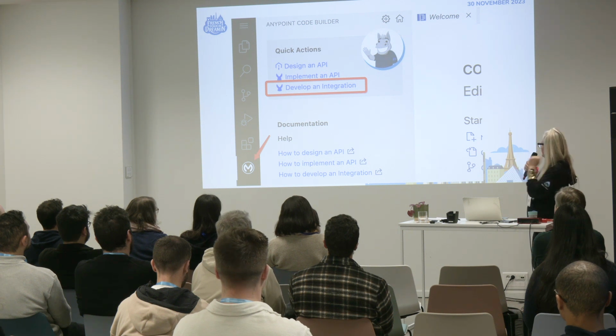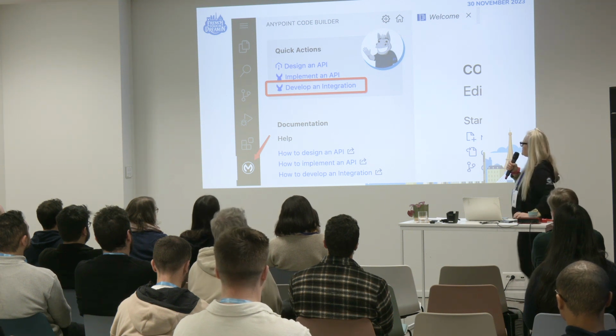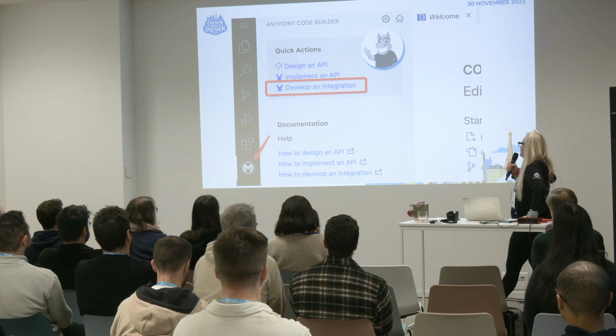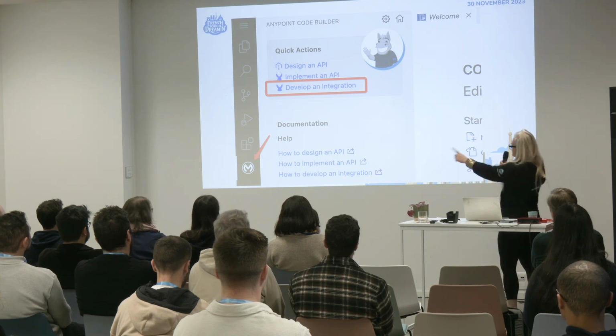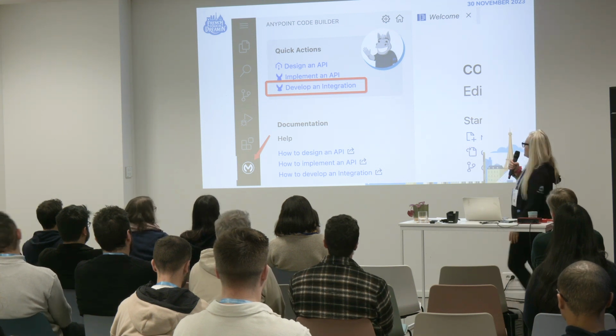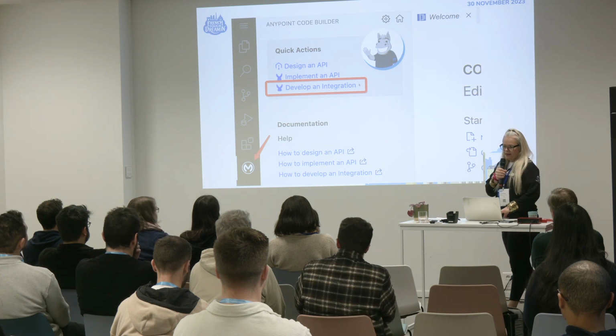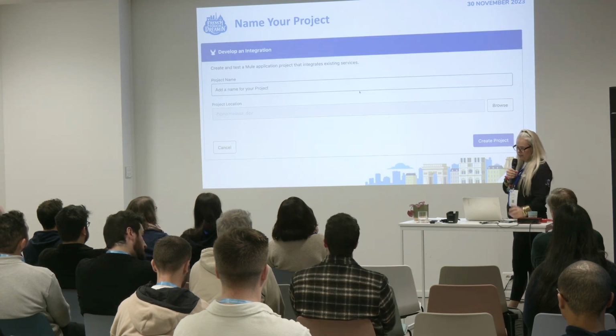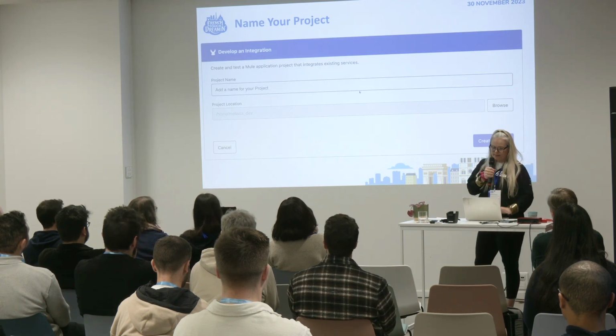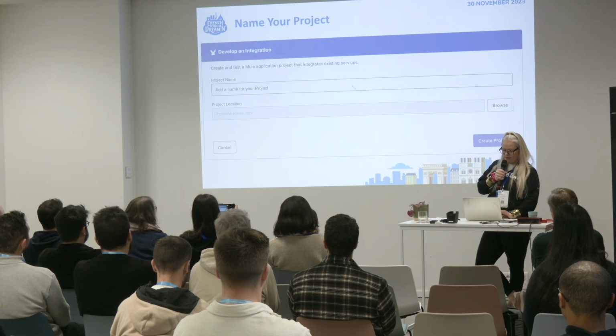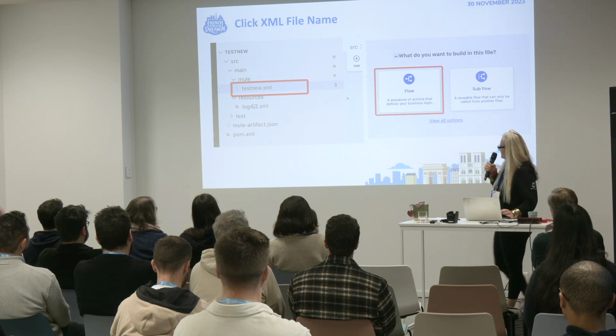You want to go to develop an integration. I think this is how it looks on the desktop version as well. I've just been playing around with that recently. So you click on the little MuleSoft logo, go to develop an integration, and then it will bring you to naming your project. This will probably start to look a little bit familiar to VS Code users. Create the project, and then it's going to create an XML file.